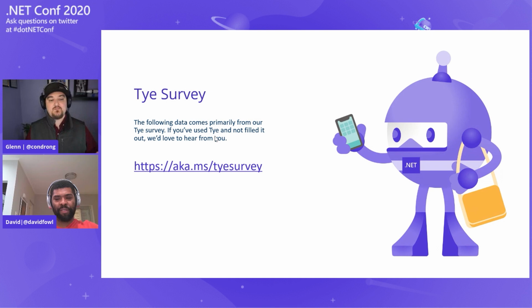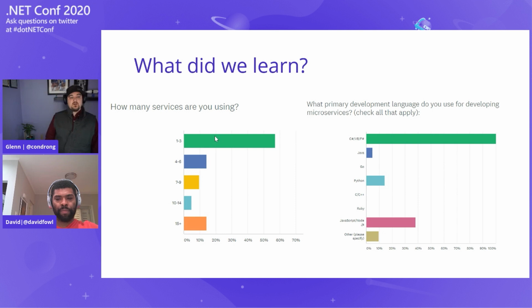So let's jump into what we actually learned from the survey and from the Tye experiment. Well, the first thing that we wanted to learn via the survey was how many microservices, or services in general, are people doing today? If you're interested in Tye, how much stuff do you have?